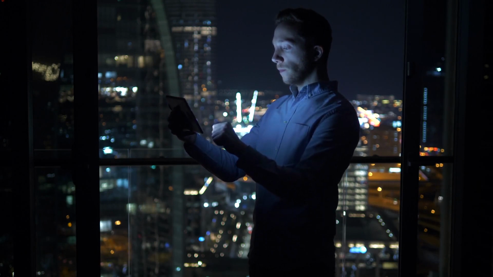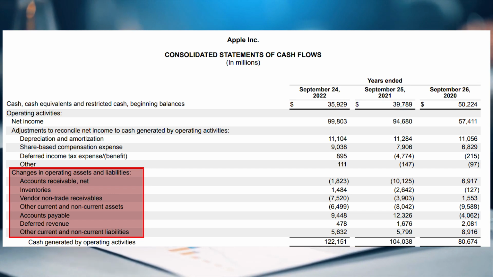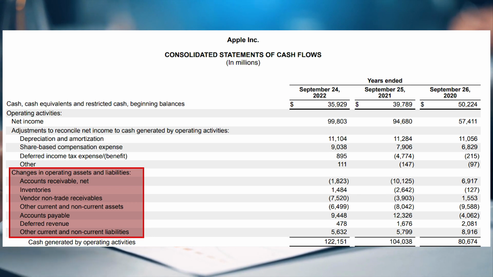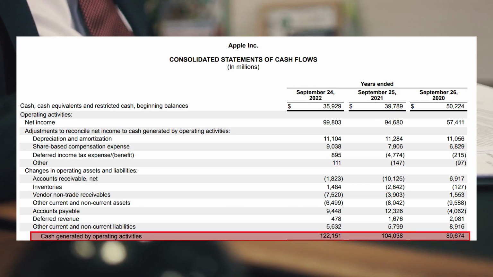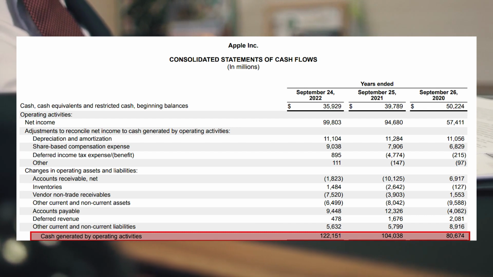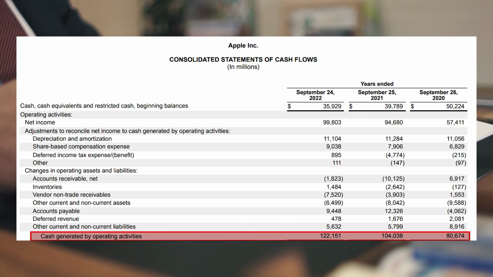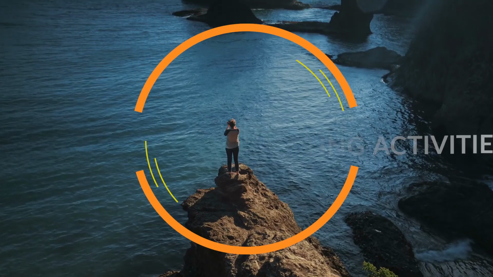Next, we consider changes in operating assets and liabilities, or what's often referred to as changes in working capital. These include accounts receivable, inventory, accounts payable, and accrued expenses. In essence, it shows how changes in balance sheet items impact cash flow. Add them all up, and we arrive at the net cash generated by operating activities. This is a crucial metric as it shows how much cash the company's core business is actually producing.